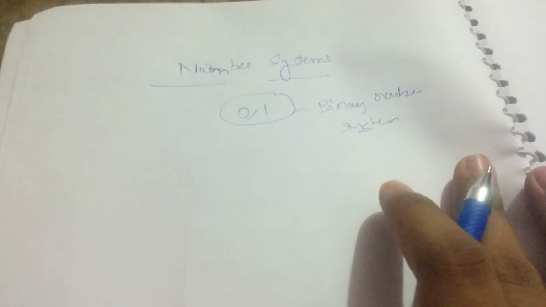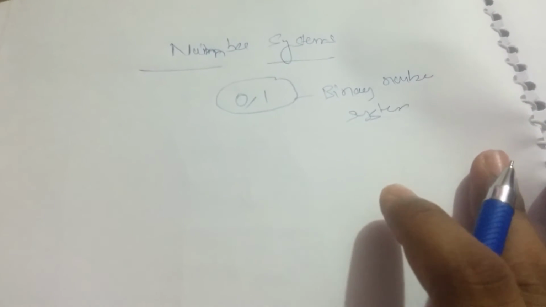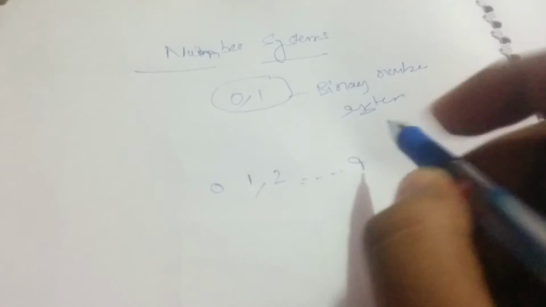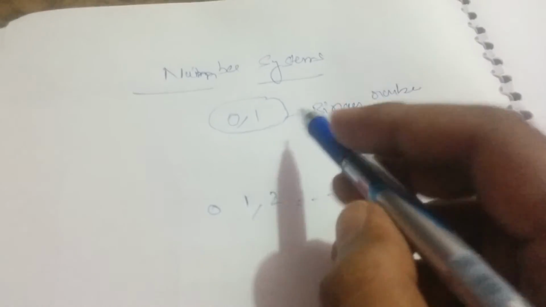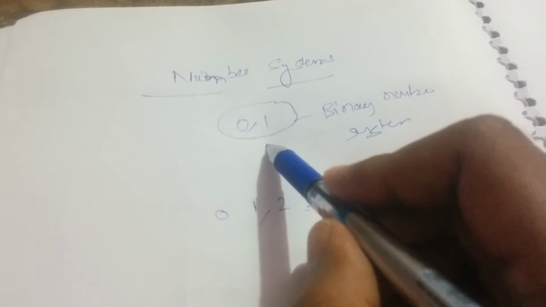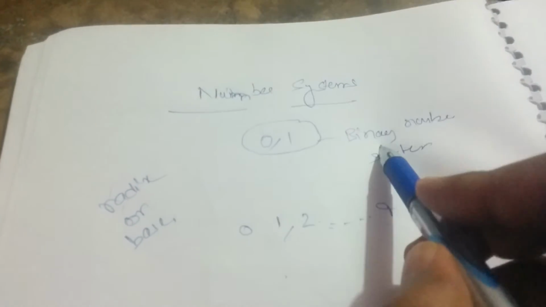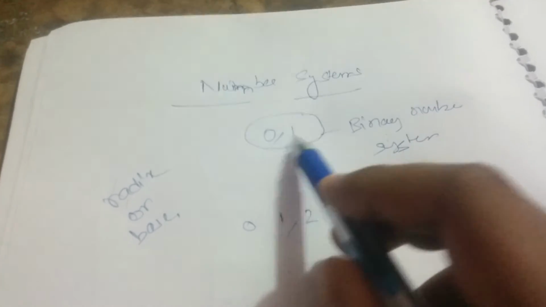Generally, in our life, we use one kind of number system that's called the decimal number system. That one is 0 to 9. Here we have to look at something called radix, or base. It says how many numbers are within a number system. In the binary number system, there are two numbers, 0 and 1, so the radix is 2. In decimal, it is 10.